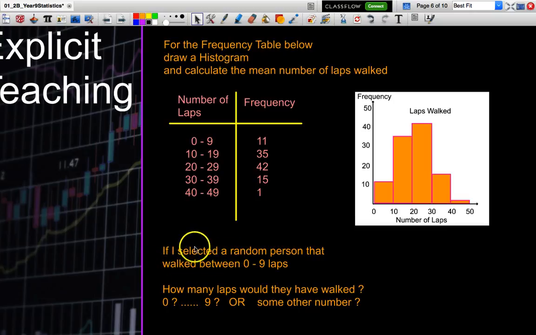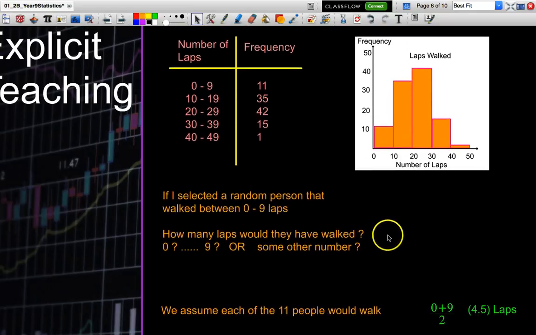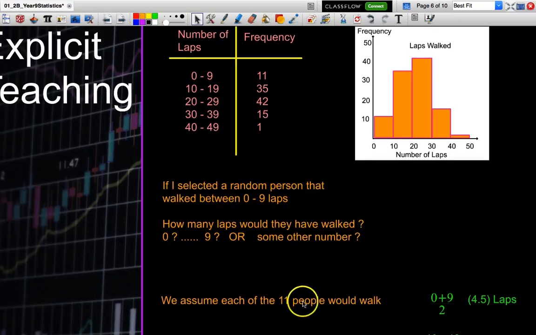So for instance, if I selected a random person, they walked between 0 and 9 laps, how many have they walked? Well, 0 or 9 or some other number. So what I would do is look for a number between 0 and 9, the median or the mean of that, which would be dividing by 2, which would be 4.5 laps. So on average, 11 people would have walked 4.5 laps.